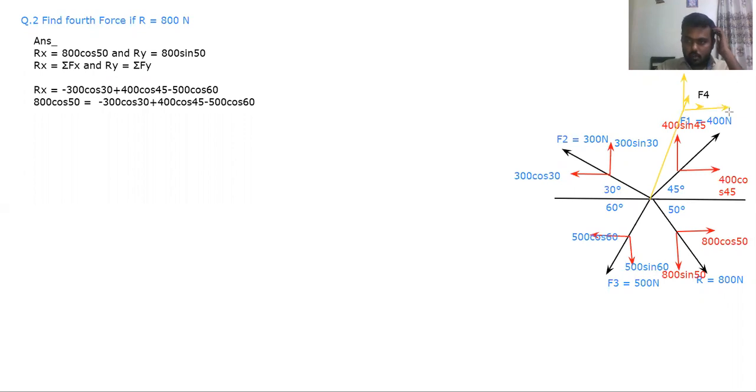So this component will be F4x and this component will be F4y, and both the components will be positive because we have assumed that this F4 is in the first quadrant. Okay, so here I will add plus F4x, that is the unknown force. Correct? So after doing the calculation here, I will get the value of F4x, I will do the calculation by using this calc.